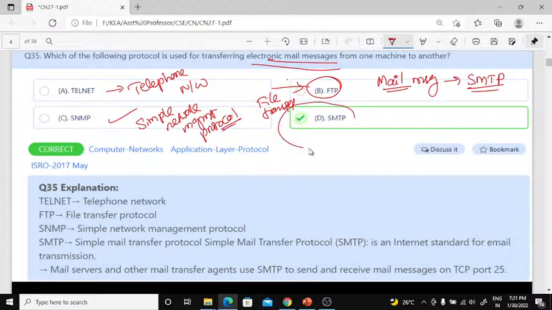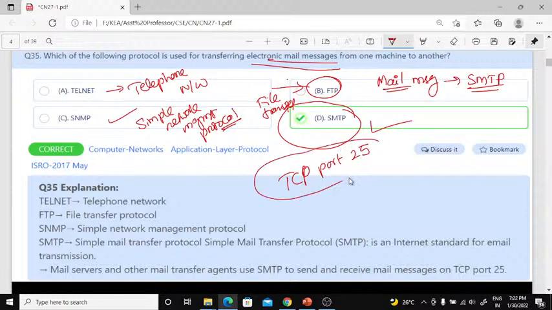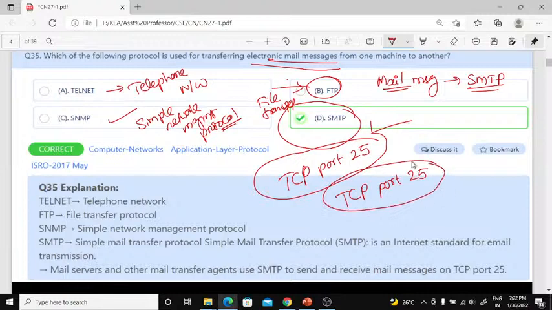SMTP is the correct answer. Simple Mail Transfer Protocol is an internet standard for email transmission. Mail servers and other mail transfer agents use SMTP to send and receive mail on which port? That is TCP port 25. This question has also been asked before. TCP port 25.